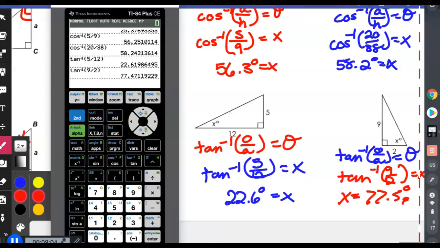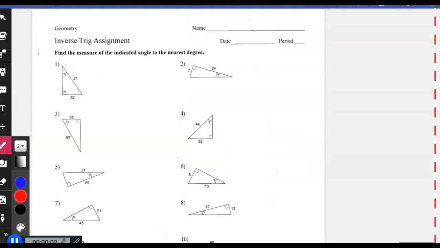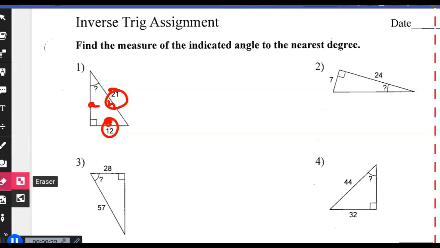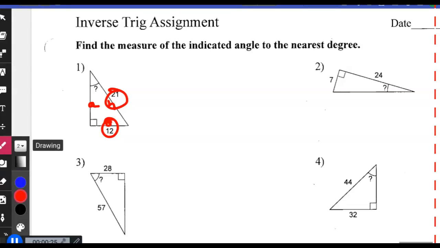All right, so this is what your assignment for today looks like. It's all inverse trig, just like we practiced in the notes. I'll do the first one with you. You've got hypotenuse, and you've got opposite here. And this would be adjacent, but we don't have anything with adjacent. So it's going to be O and H, which is sine. And we're trying to find the angle. So it's inverse sine is O over H equals theta, as opposed to the other one, which was sine of theta equals O over H.